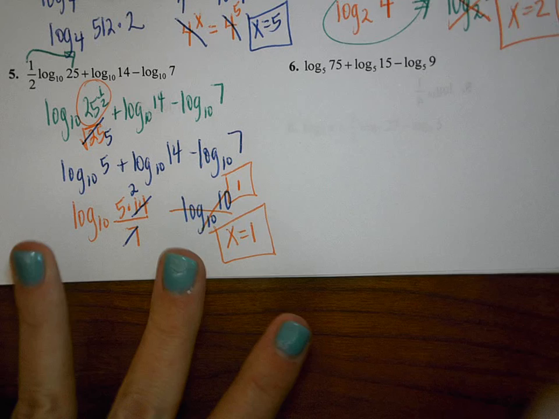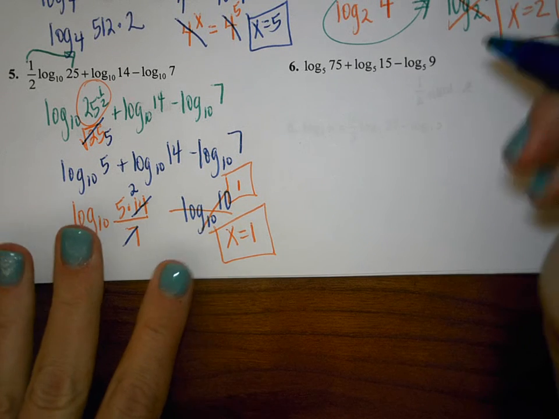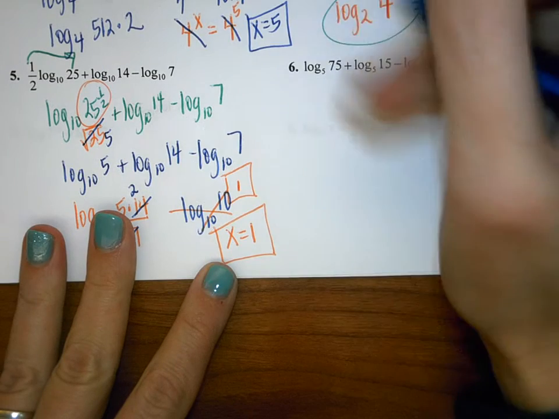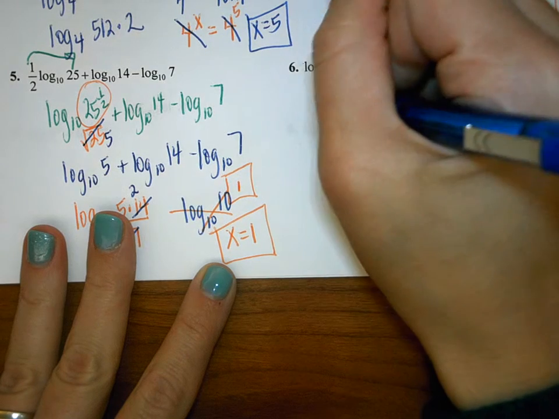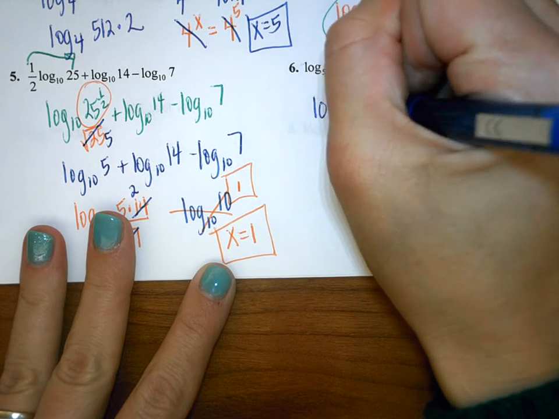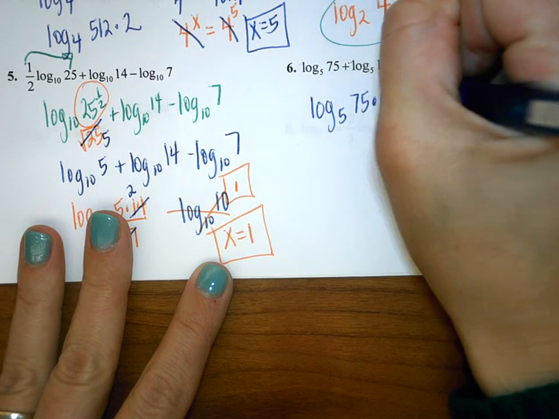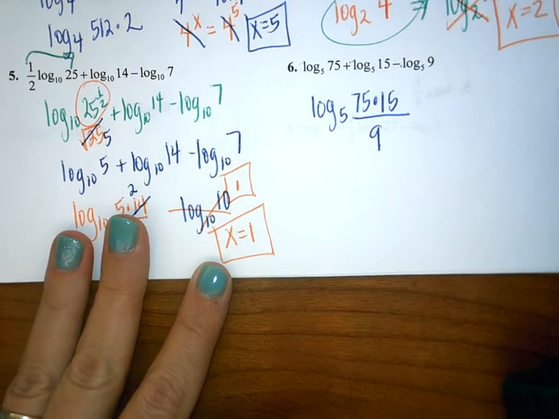Okay, so the correct answer is 3. Hopefully you got that. If you didn't, let's work through it here real quick. So there's no exponents or numbers in front that I need to bring up as my exponents. So I'm going to go through and condense. We have log base 5 of 75 times 15, all divided by 9.